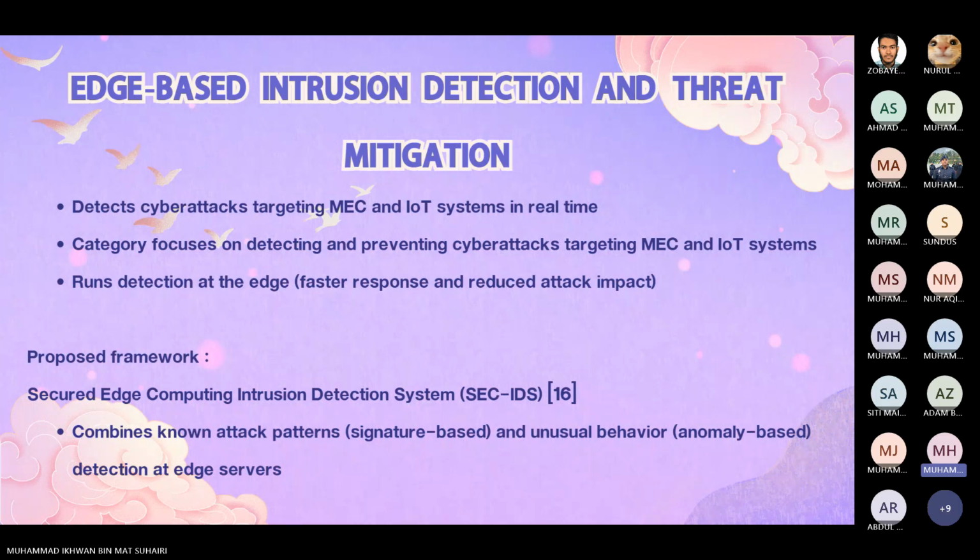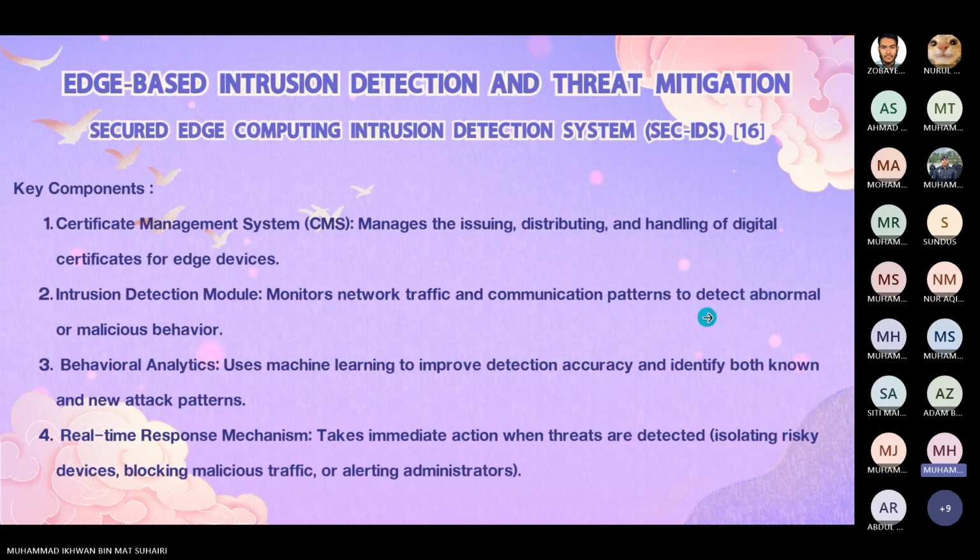The primary proposed framework we have reviewed in this area is SEC IDS. It combines known attack patterns and unusual behavior detection at the edge server. So to achieve that high level of security, the SEC IDS framework is built on 4 key components. First, the Certificate Management System, or CMS. It handles the issuing, distributing, and managing of digital certificates, ensuring that communication between edge devices is authenticated and trusted.